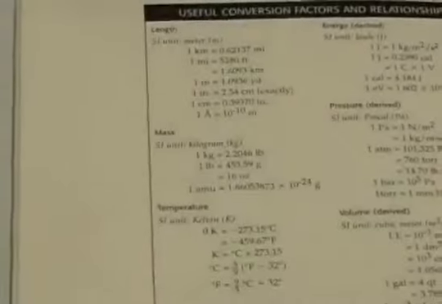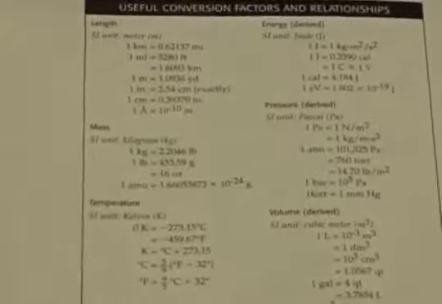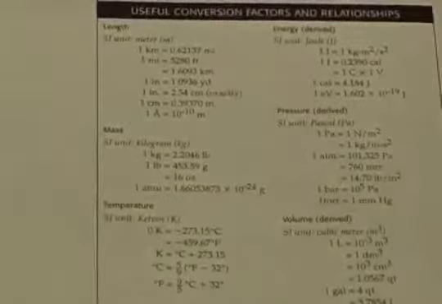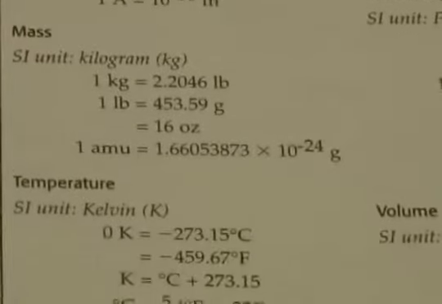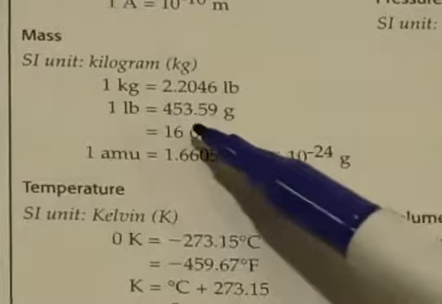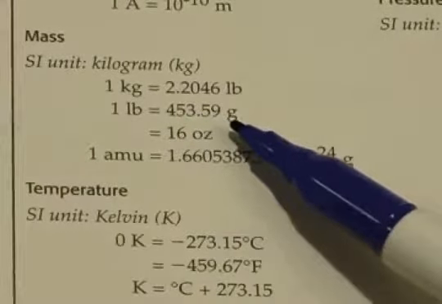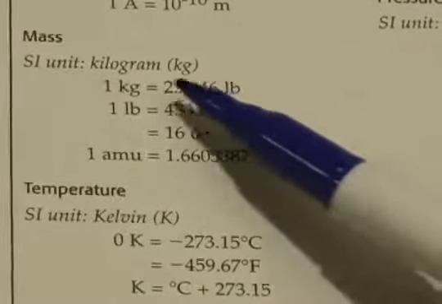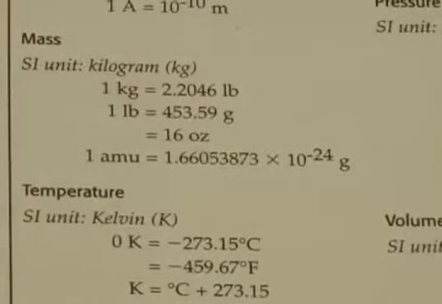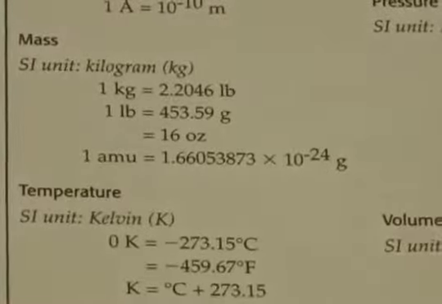But what's really helpful is if you look on the back cover of your textbook and open that up, there's a big table of useful conversion factors and relationships. And if we zoom in on this and look underneath mass, you can see that in 1 pound there are 453.59 grams. From this, we can construct a conversion factor that will allow us to convert from pounds to grams.